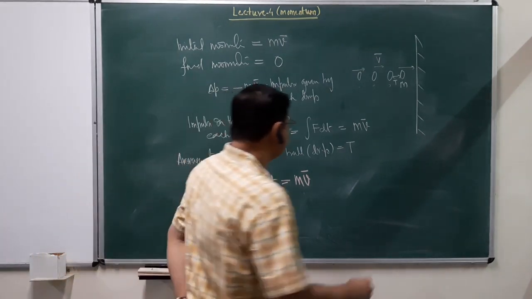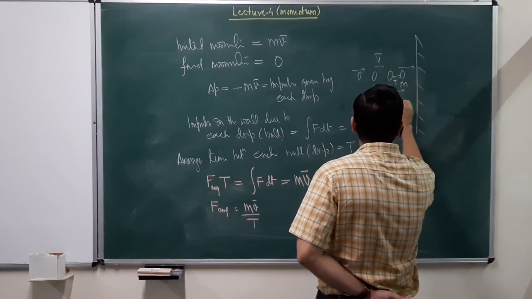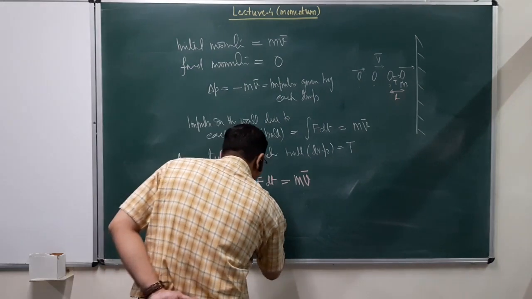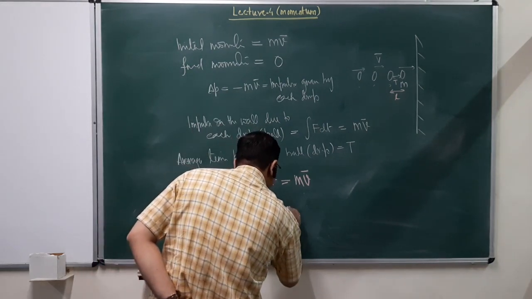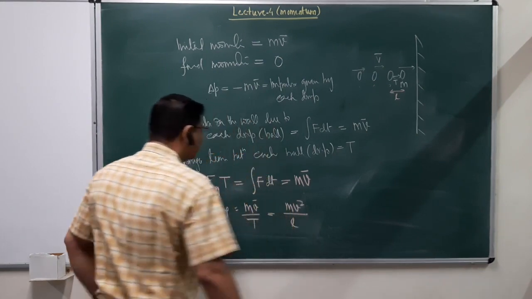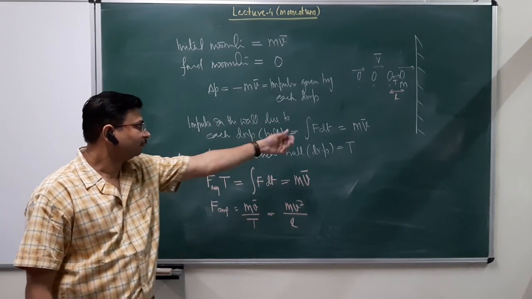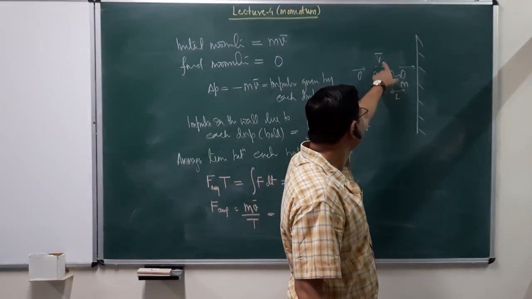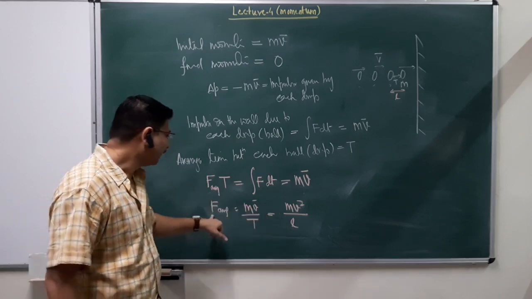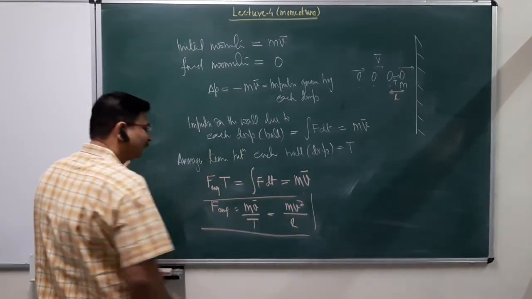And now we can replace T in the sense that if the average distance between individual droplets is L, then I can write T in terms of L over v. So basically this L is nothing but vT, because each droplet is moving with velocity v. So F average is mv squared over L. This is an expression for the average force.